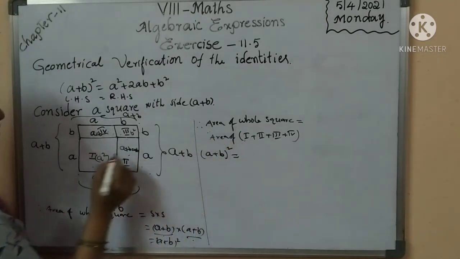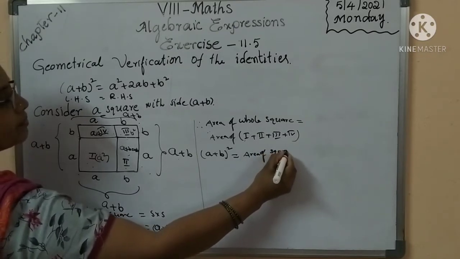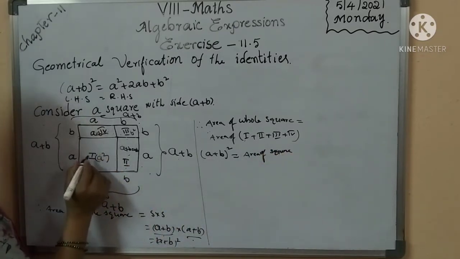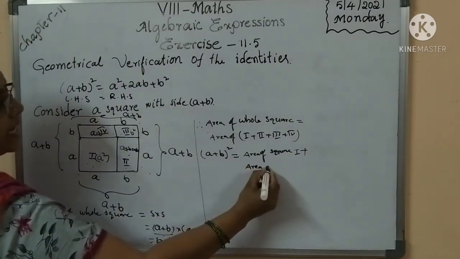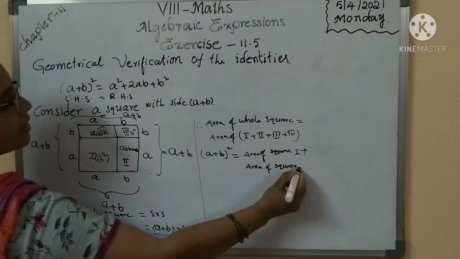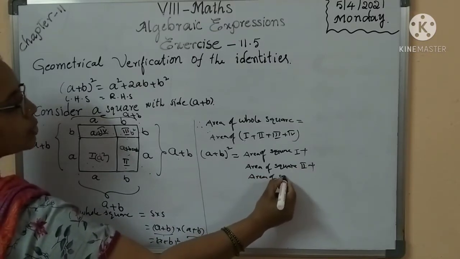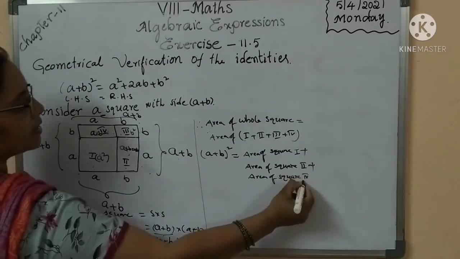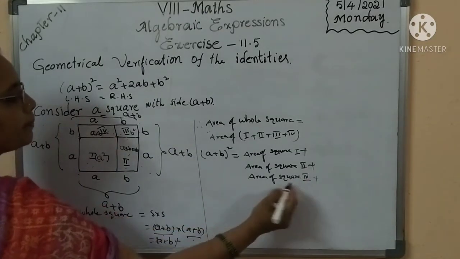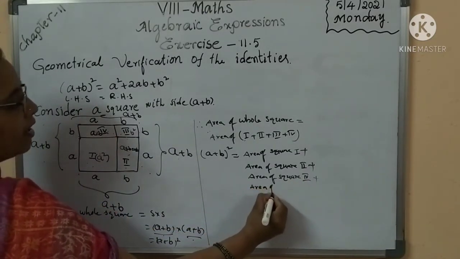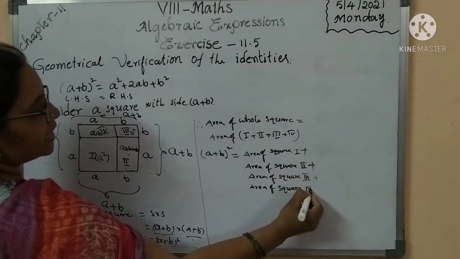Next, the area of the first region. So here the area of a square, so it is the first region. Area of the square of the first region plus area of a square, second region, plus area of a square, third region. So next plus area of a square. So here third and here fourth region.